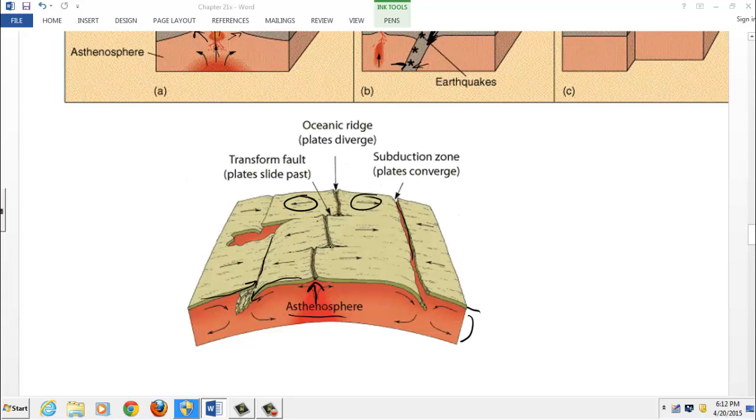And then to accommodate the round or spherical Earth, these plates are going to crack, and then we're going to have side-by-side motion right here. So this portion of the plate is moving to the left, and this portion of the plate is moving to the right. And right here, this intersection, they're sliding past each other. That's a transform fault or transform boundary.